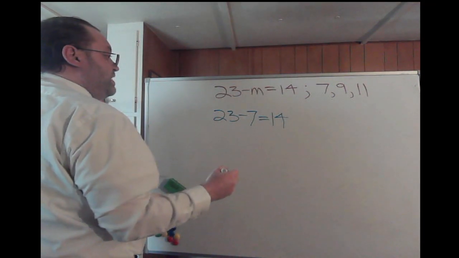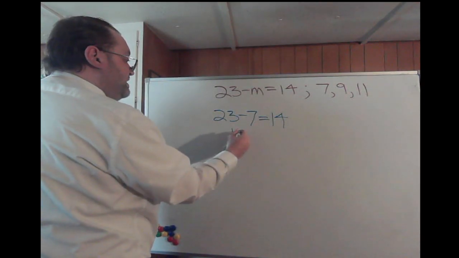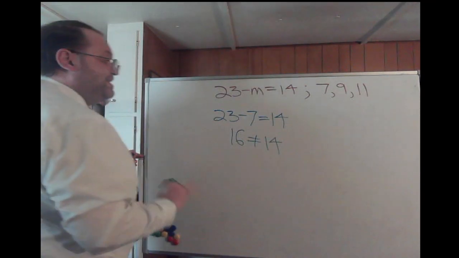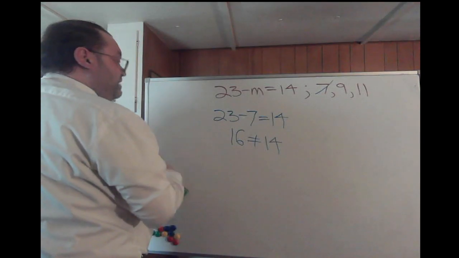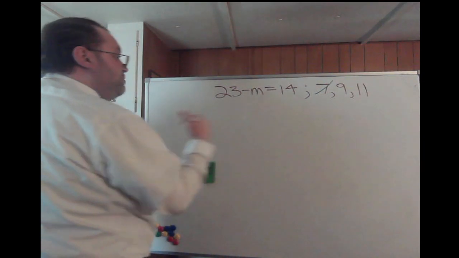Well, just 23 minus 7? That'd be 16. We clearly could tell that 16 does not equal 14. So it's definitely not going to be 7. We definitely could tell you that. It's not 7.